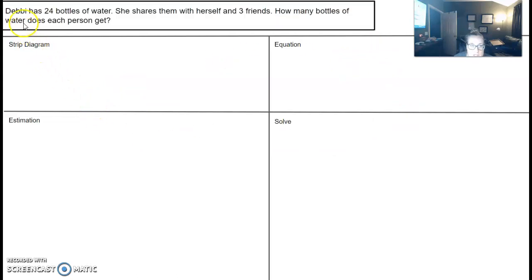The final question says, Debbie has 24 bottles of water. She shares them with herself and 3 friends. How many bottles of water does each person get? You're going to draw your strip diagram and your equation.